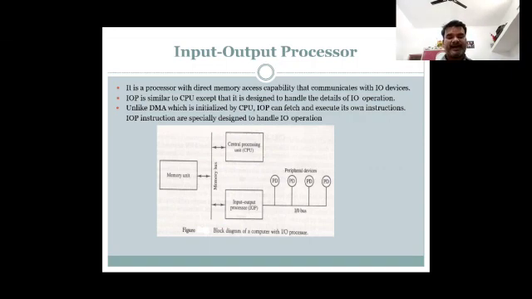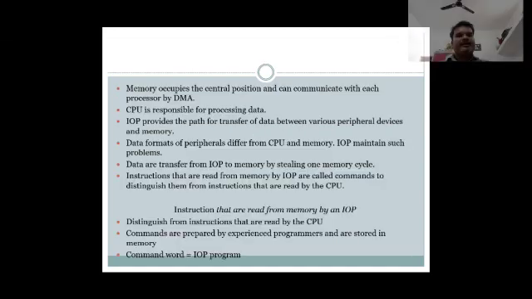You can see the block diagram of a computer with input output processor. Please see the memory unit, then central processing unit and input output processor, then peripheral devices connected with the help of the input output bus. In the input output processor, memory occupies the central position and can communicate with each processor by DMA.